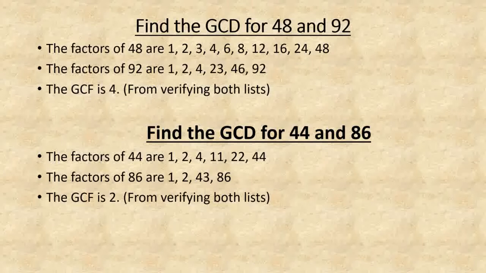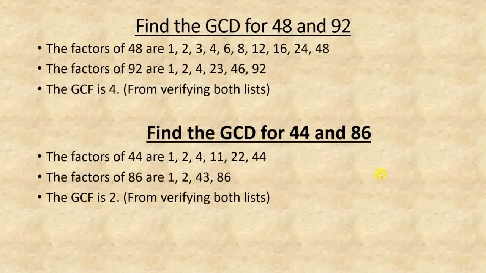Here we use the same method to find the common factors for 48 and 92 and finally select the greatest common factor. The factors for 48 are these numbers: 1, 2, 3, 4, 6, 8, 12, 16, 24 and 48. And the factors for 92 are 1, 2, 4, 23, 46 and 92. In these two lists, what are the common factors? 1, 2 and 4. They are common for both the lists. And the greatest common factor is 4.